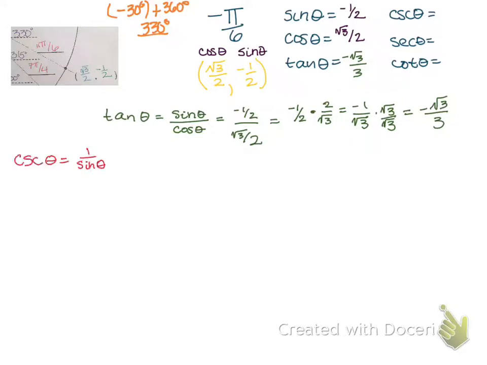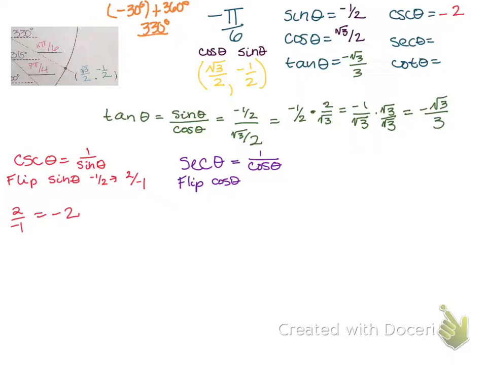All right? Cosecant is 1 over sine, which really means flip sine. So I'm going to take my sine of negative 1/2. I'm going to flip it to 2 over negative 1. And 2 divided by negative 1 is just negative 2. So my cosecant is negative 2. For secant, I just flip cosine. So I have square root of 3 over 2. And when I flip it, that's 2 over the square root of 3. But I don't want to leave a root in the denominator, so multiply by the square root of 3 over the square root of 3, which gives me 2 square root 3 over 3. And that's my secant.